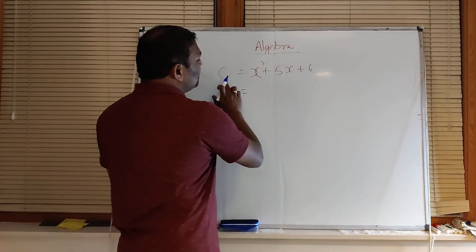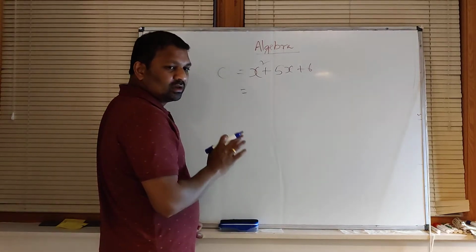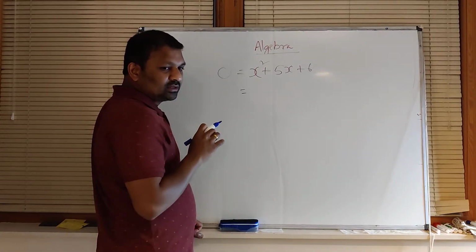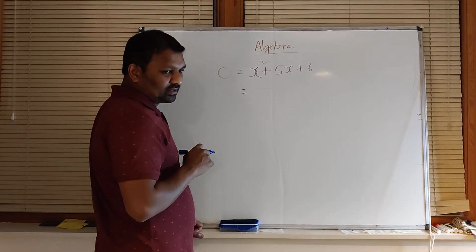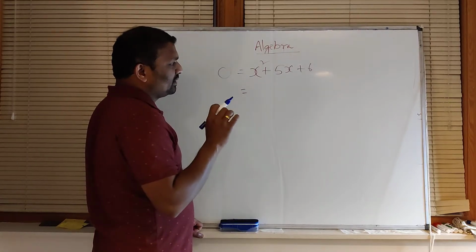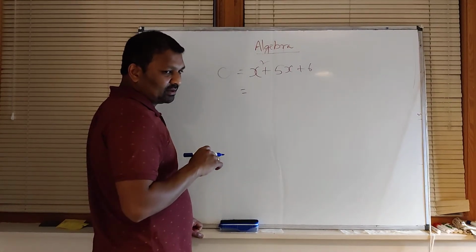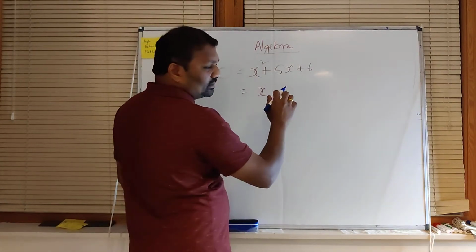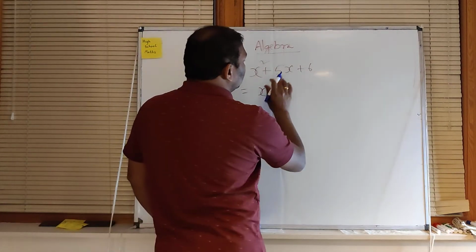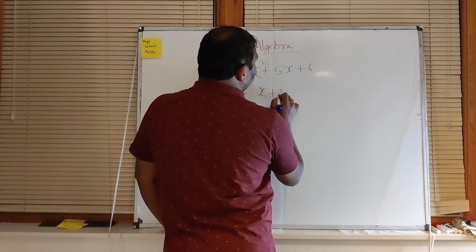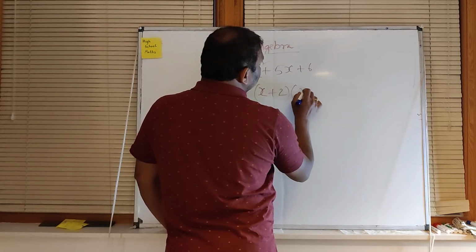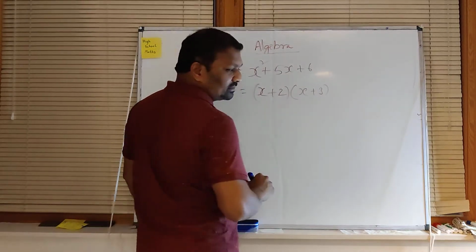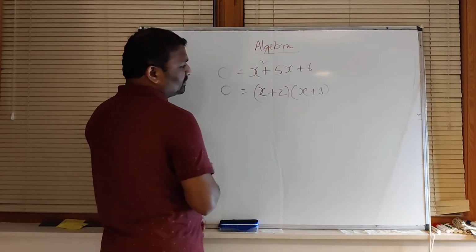This is a typical quadratic equation. One way of solving it is by the factorization method or the perfect square method. You know how to do it. When I factorize, I'll get these 2 factors and equate them to 0.